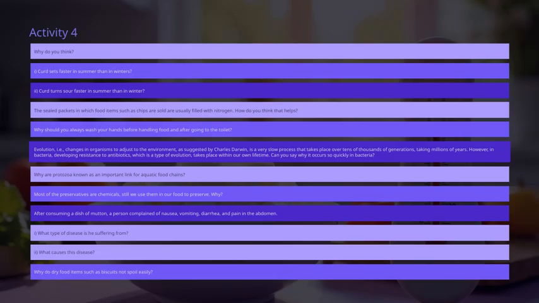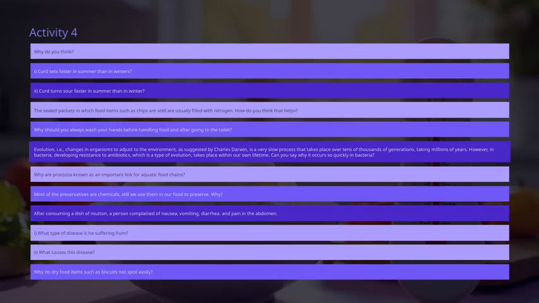Now, if someone eats a dish of mutton and then experiences nausea, vomiting, diarrhea, and abdominal pain, what kind of disease might this be? It's likely a foodborne illness caused by bacteria or parasites present in improperly cooked or stored meat. The disease is caused mainly by bacteria like Salmonella or E.